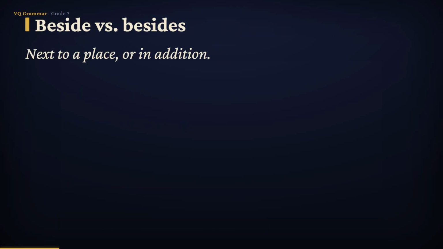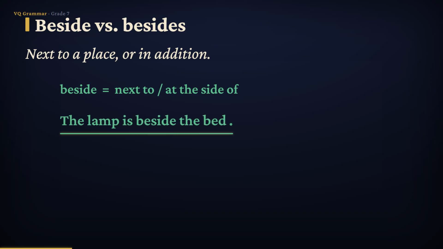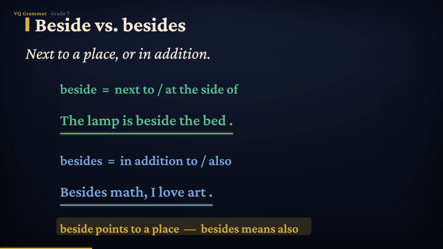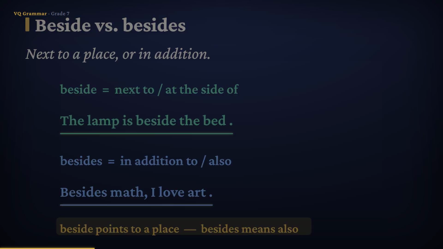Let's start with beside and besides. Beside, ending in a single E with no extra S, tells you where something is, next to or at the side of. For example, the lamp is beside the bed. It's sitting right next to it. Now add an S and you get besides, which means in addition to or also. For example, besides math, I love art. That's a way of saying in addition to math. So remember, beside points to a place, while besides means also.